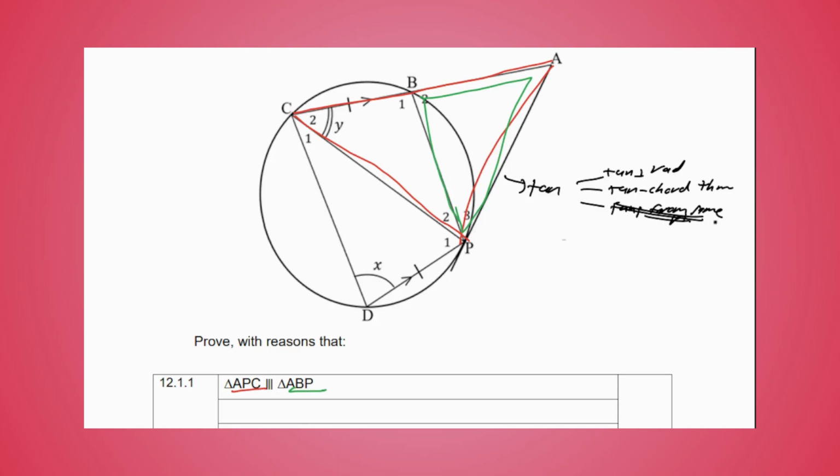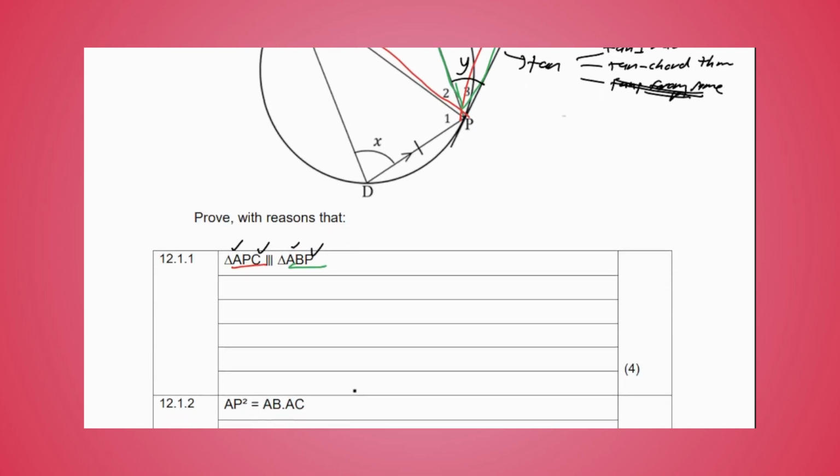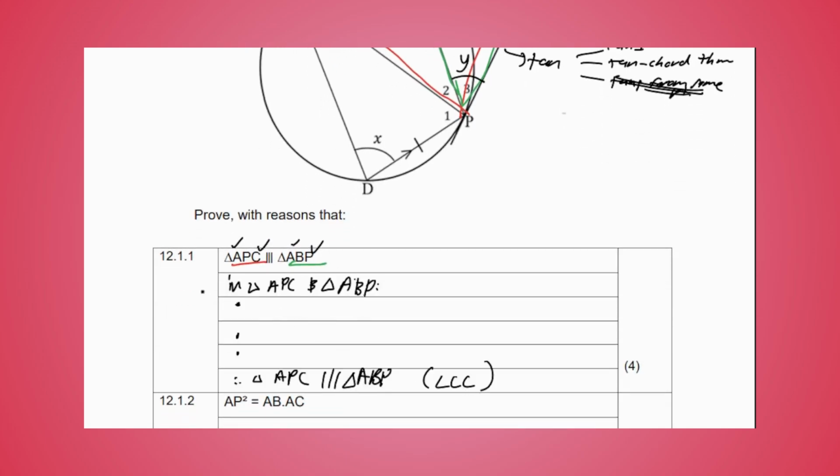So let's go check. So A is common, right? Do we have something about B and P being equal? No, but this is a tangent, and then the tan chord theorem will tell you this is also Y. So P3 and C are equal. A and A are equal, and then the other one would be the third angle in a triangle. You have three things, therefore they are similar, angle, angle, angle.